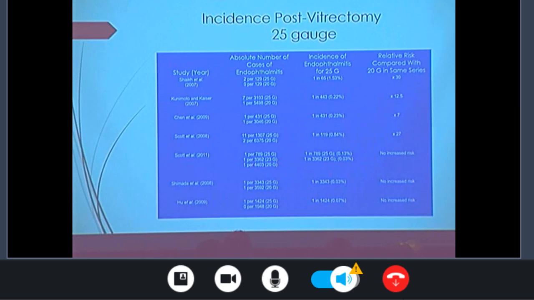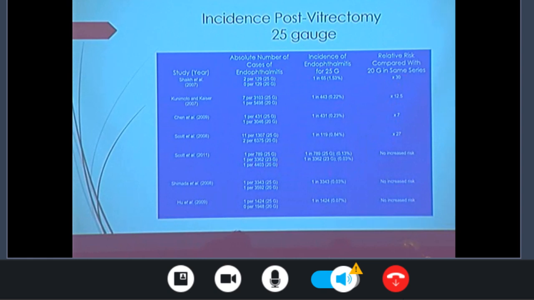So the first reports by Sheikh, Kunimoto, Chen, and Scott determined that there was a much higher incidence of developing endophthalmitis in small gauge sutureless vitrectomy. One report by Sheikh claimed it was 30 times more likely to develop endophthalmitis if you had a small gauge vitrectomy. Then Kunimoto at 12.5 times likelier, 7 times likelier for Chen, and 27 times likelier for Scott. However, these are very small case series, as we can see here. There are only 129 patients in one and 431 patients in the other. So this gives credence to the theory that endophthalmitis appears in clusters, or what's called a cluster bias.